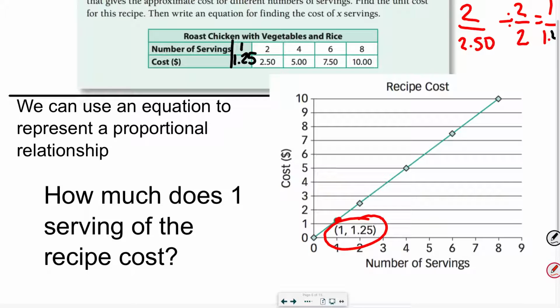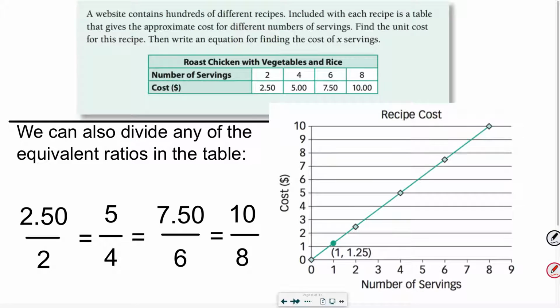Good. The constant of proportionality. So you can divide any of the ratios on the table. So any of these. So we tried this one. We did this one. We divided by 2, and we got 1 over $1.25. If you do that to any of these, they'll all be equivalent, and you'll end up with the unit rate or the constant of proportionality.